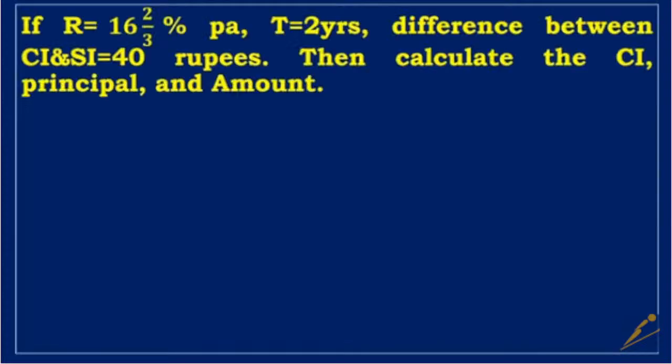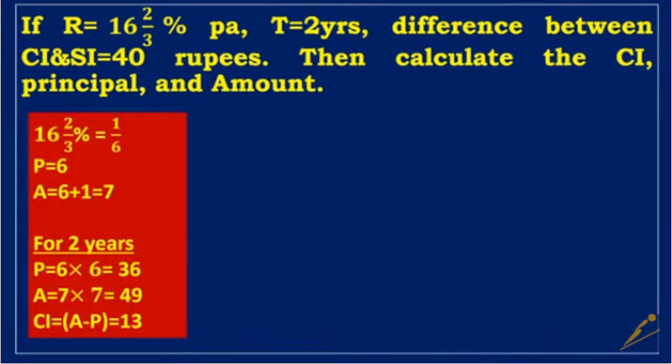Model 7. Difference of compound interest and simple interest. If rate equals 16 2/3% per annum, time equals 2 years, the difference between CI and SI equals 40 rupees. Then calculate the CI, principal, and amount. Given, the interest rate is 16 2/3%, which equals 1 divided by 6. The principal, in this example, is 6. Add numerator and denominator values to get the amount, which is 7. The principal for 2 years is 6 square, which equals 36. The amount for 2 years is 7 square or 49.